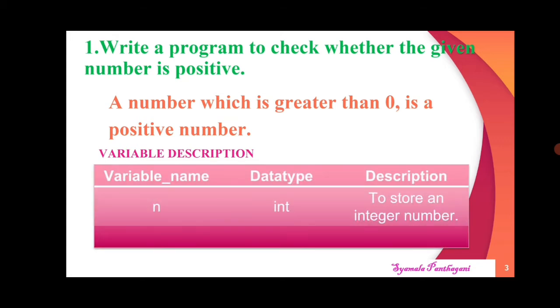In this program, we are going to use only one variable, that is n, of data type int, and the description is to store an integer number. Why we are using n in the program, that is called description. In the following program, I am using the n variable to store an integer. That's why I have written here to store an integer. Okay, shall we go to the program?